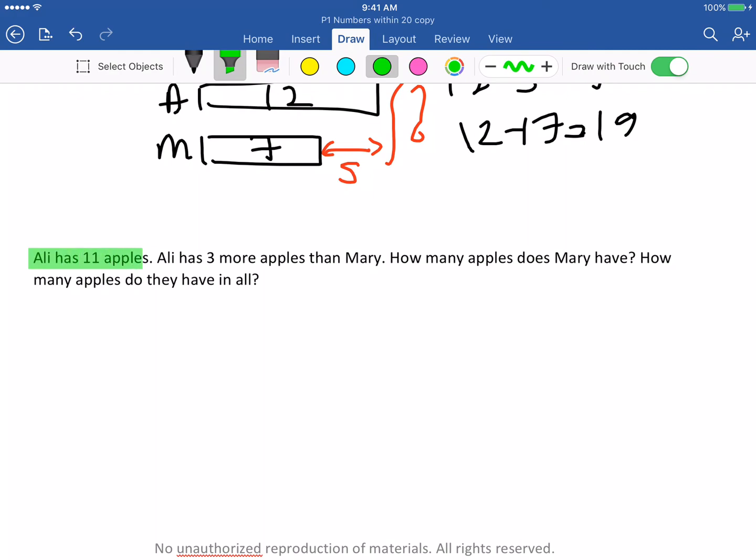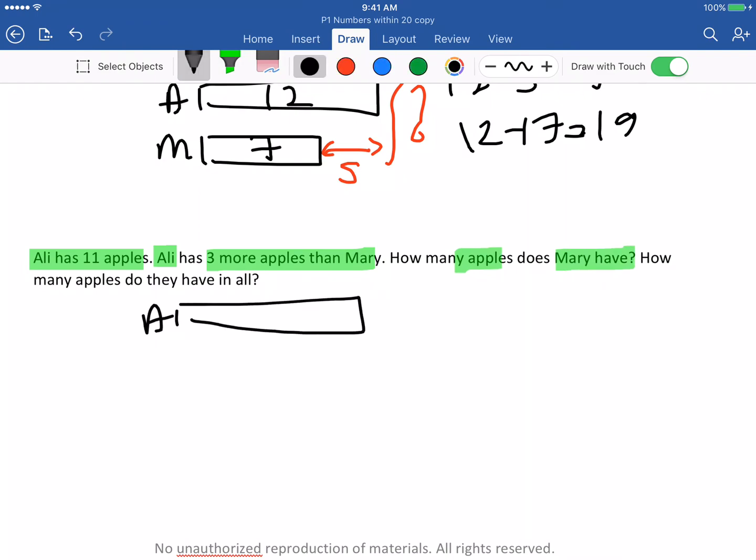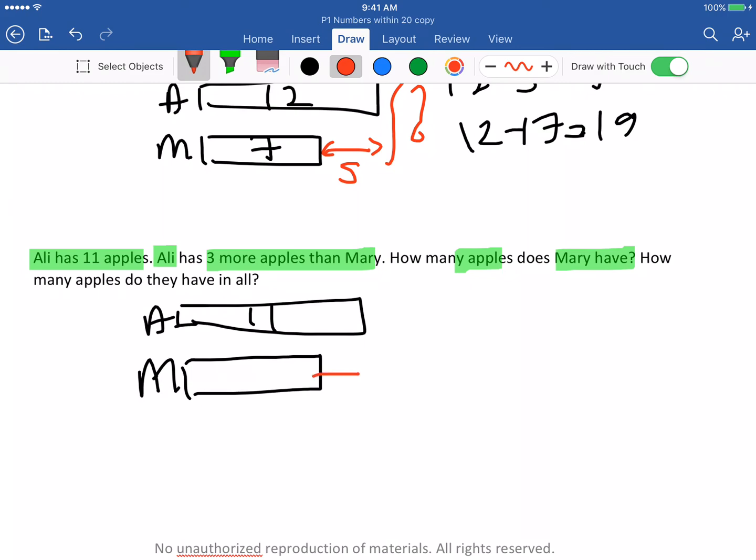Ali has 11 apples. Ali has 3 more apples than Mary. So how many apples does Mary have? Model drawing. Ali, 11 apples. Ali has 3 more than Mary. So if Ali has 3 more than Mary, it means what? Mary should have less than Ali. So how do you indicate the 3 here? The 3 will be right here.